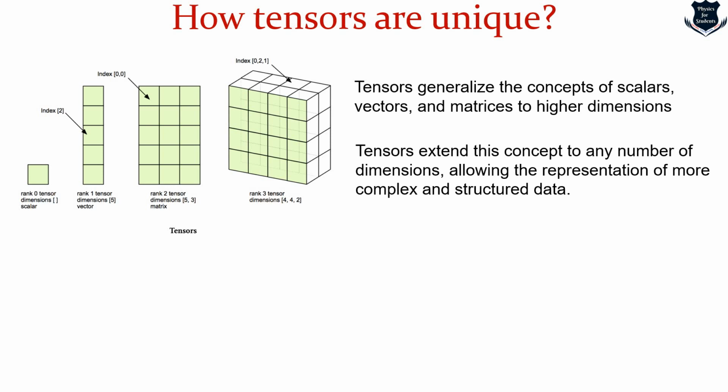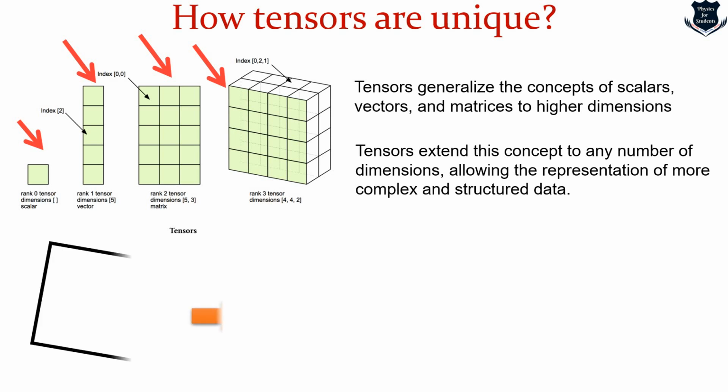So why are tensors unique? One, they generalize scalars and vectors. Two, they expand the concept of dimensions further, which helps us to store complex data. Here you see a rank 0 tensor. Here it is called a rank 2 tensor. It can be dimension 5. This is a 5 by 3 matrix, rank 2 with dimensions 5 and 3, and this is a rank 3 tensor with dimensions 4, 4 and 2, which is very difficult to show. And the index or rank, you see this is 0, 2, 1.